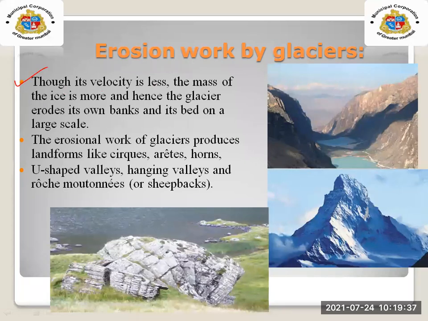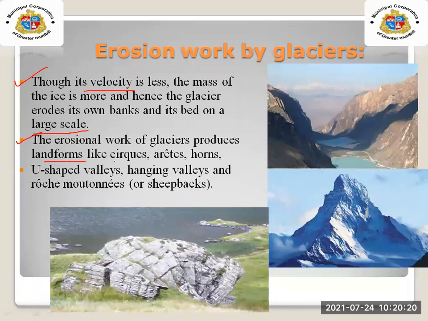See here. Though its velocity is less, the mass of ice is more, and hence the glacier erodes its own banks and its bed on a large scale. As we know, the speed of the glaciers is very slow, but the mass of the ice is more. As the glacier moves on, it erodes its own banks and its bed on a large scale.